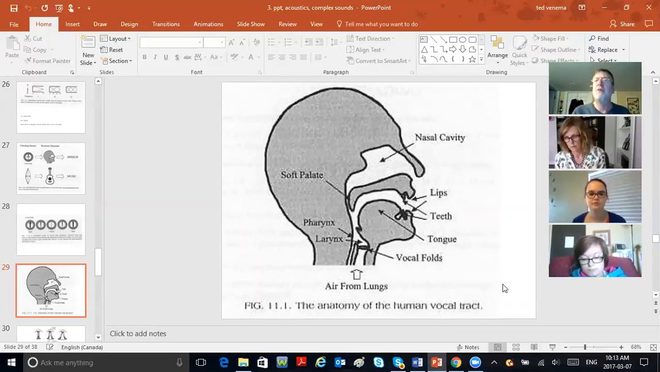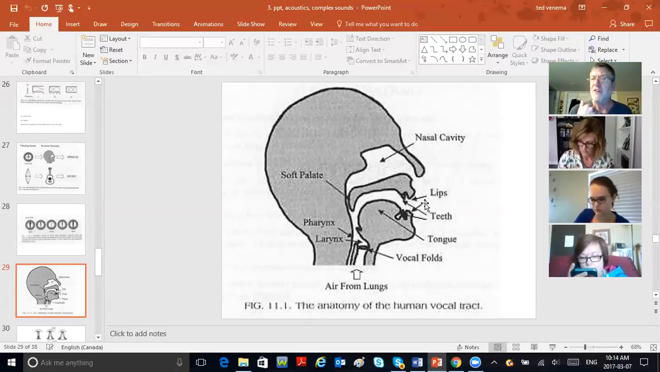The anatomy of the human vocal tract includes your oral cavity and your nasal cavity and your pharynx, the back of your throat, all of that. This here, from your vocal folds to your lips, is about 17 centimeters. It's important because that's going to tell you the resonating frequency of the human voice. It's just going to have a specific kind of resonance.